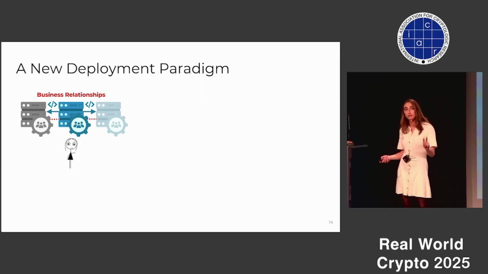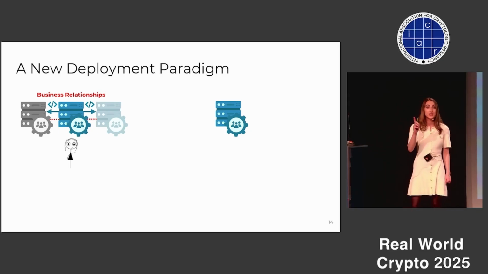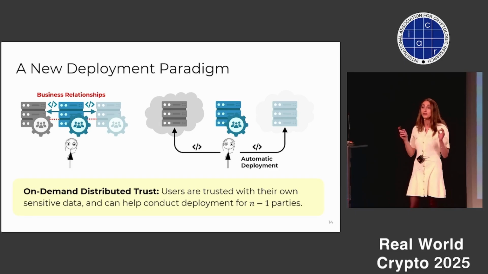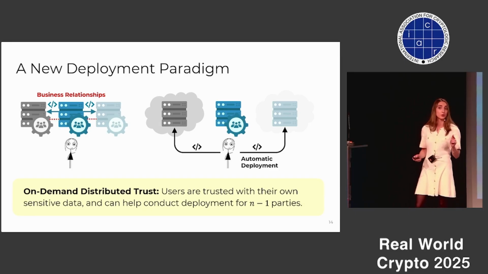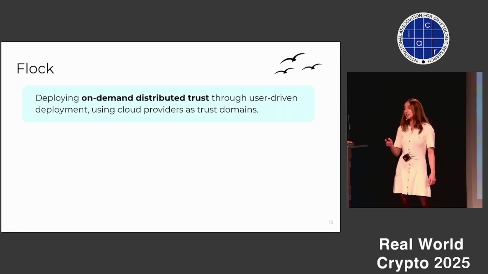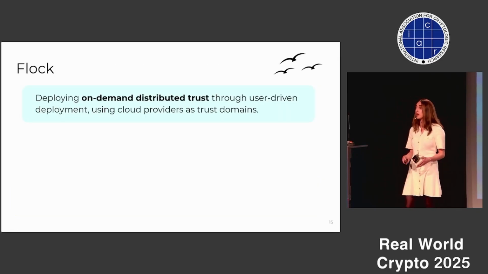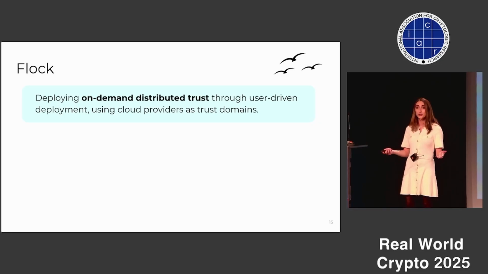We propose the following alternative. Yes, the application provider can run a party, but the user, Alice, is the trusted owner of her own sensitive data. And so she can actually help with the conducting of her deployment for the other N-1 parties. And this results in an automatic deployment paradigm that we call on-demand distributed trust. Our system Flock is for deploying on-demand distributed trust through user-driven deployment by using cloud providers as trust domains.